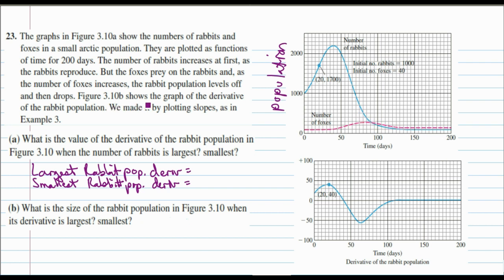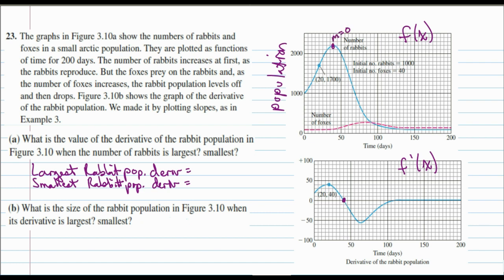Figure 3.10b shows the graph of the derivative. So here's f of x, here's f prime of x. This graph shows the derivative of the rabbit population. We made it by plotting the slopes as we did in example 3. So for example, the slope here would be 0, and that looks to be at about 40 days. So at 40 days, here's your 0.